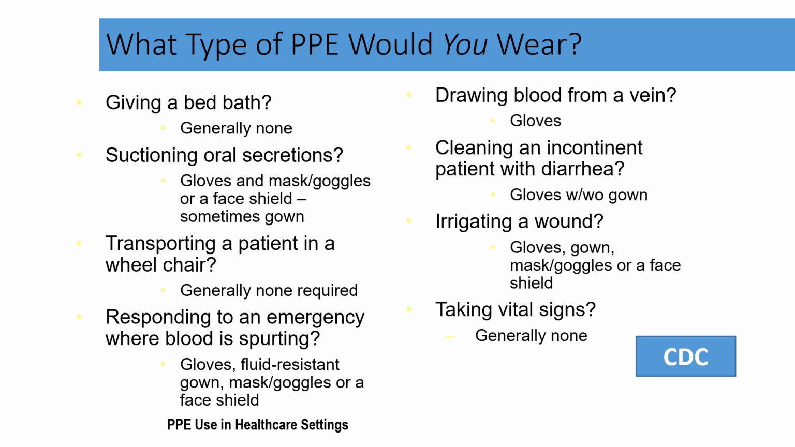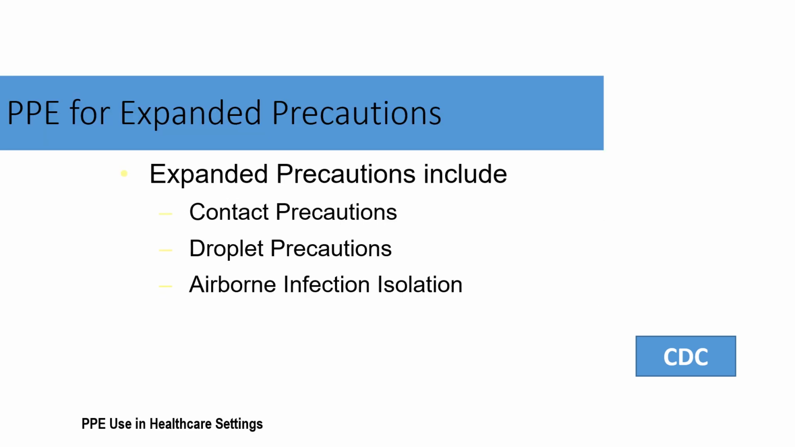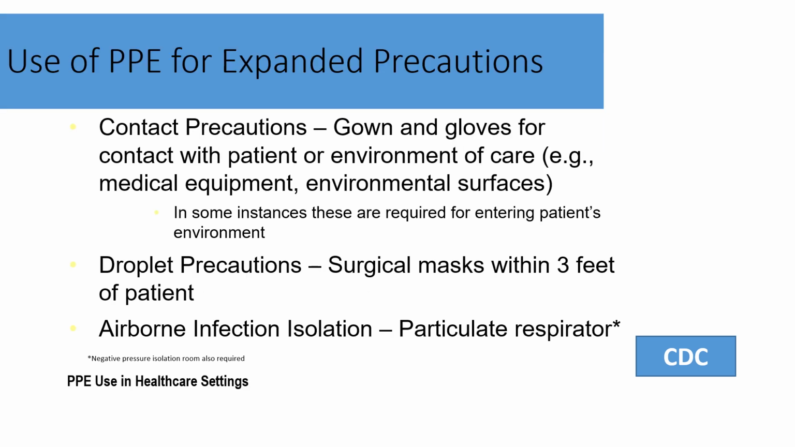What type of PPE you wear depends upon the procedure. Drawing blood from a vein involves gloves. Cleaning a patient with diarrhea involves gloves, with a gown. Irrigating a wound involves gown, gloves, and mask or face shield. Taking vital signs generally involves none. So it depends. PPE for expanded precautions includes contact, droplet, and airborne. Contact precautions need gown and gloves, droplet needs a mask, and airborne needs a particulate respirator.